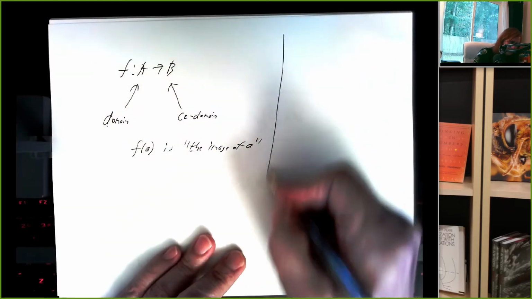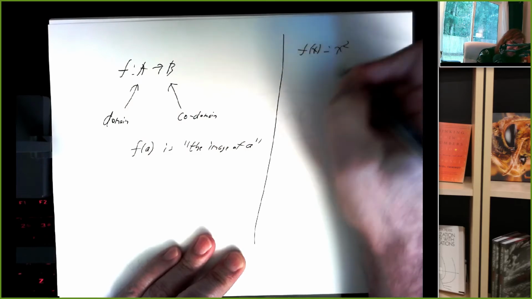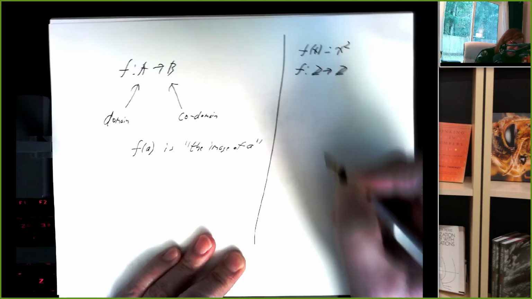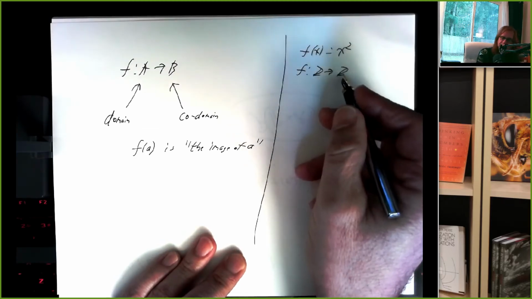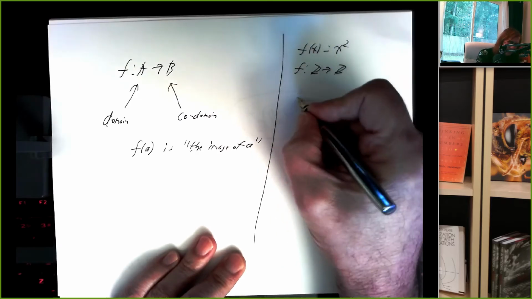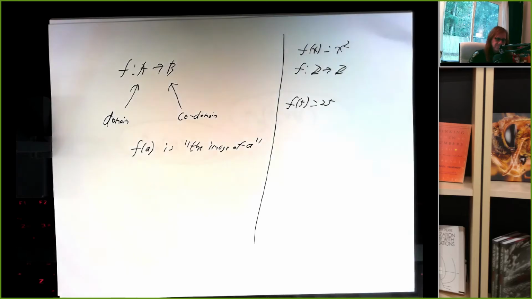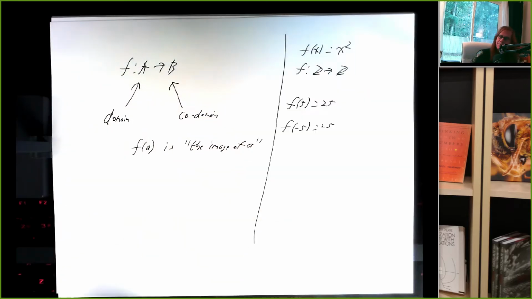And so I'll do some parallel example over here. Let's do f of x equals x squared, where x goes from the integers to the integers. So the domain is the integers, the codomain is also the integers. The image of 5 would be 25. The image of negative 5 would also be 25.